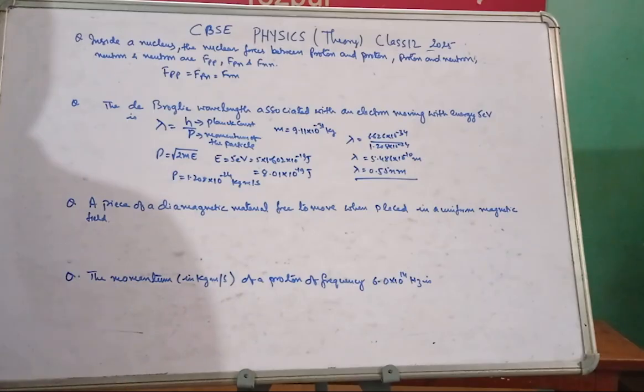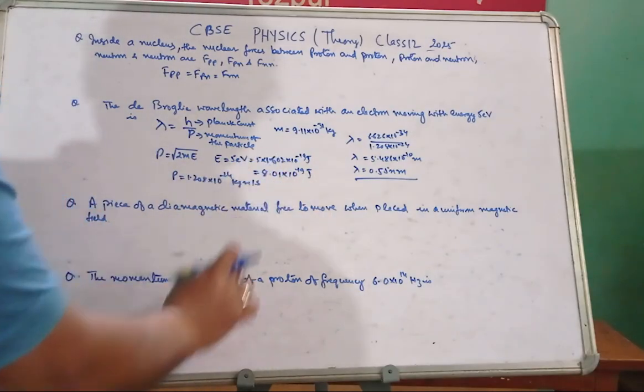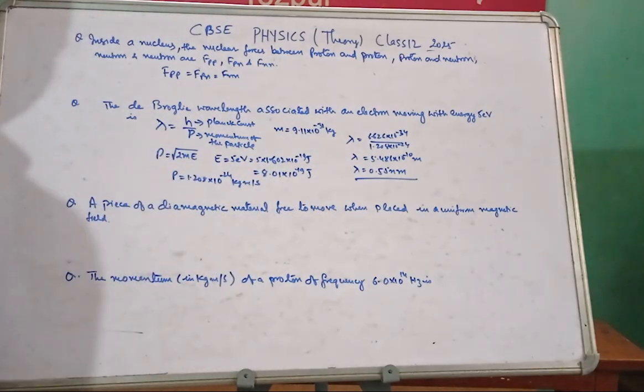I have calculated this, so I have just placed the data here, because these are big numbers. Next question: a piece of diamagnetic material free to move when placed in a uniform field.